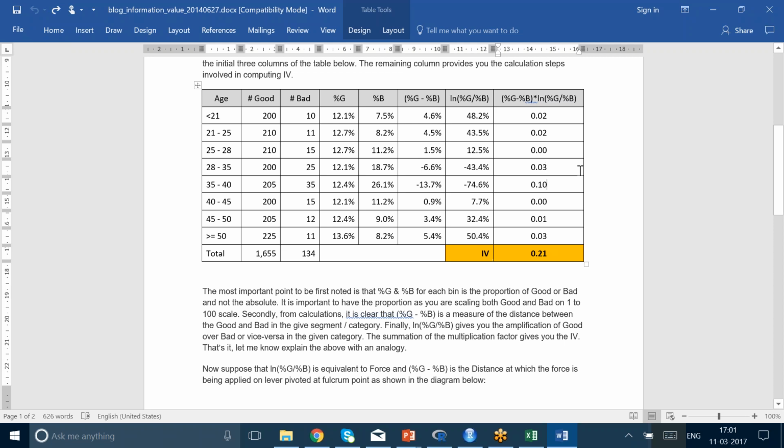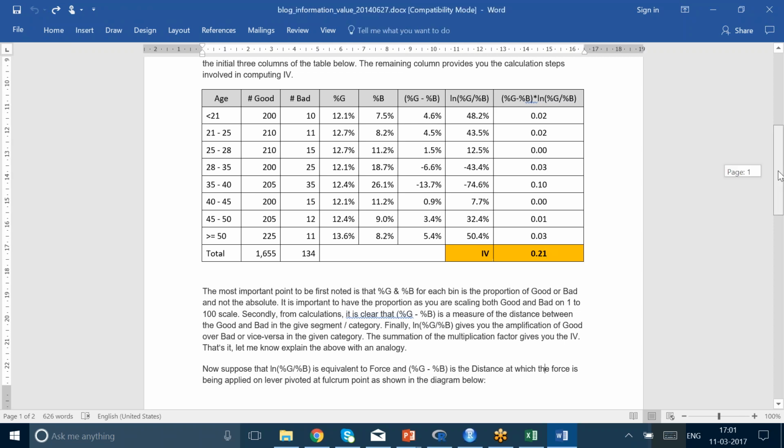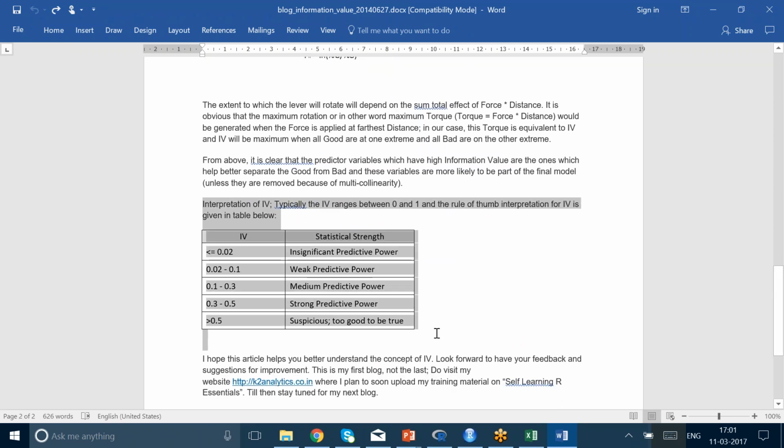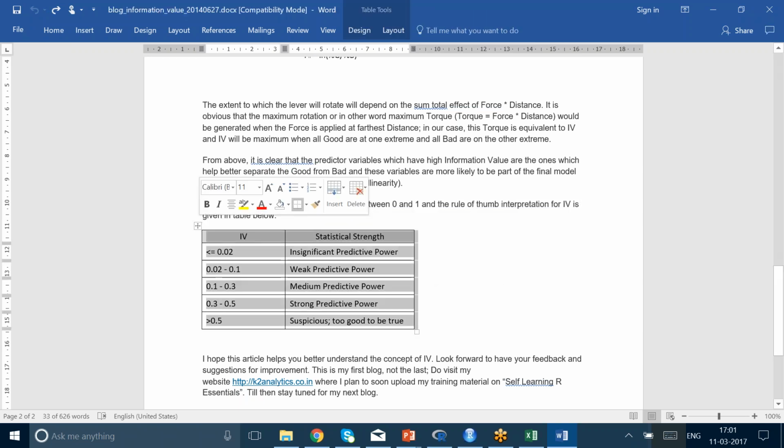Now, people who have used it over time have found that if I compute information value for each and every variable, and the IV is less than 0.02, and I use that variable in building a model, most of the time it will come out insignificant and will automatically get dropped from the regression process. What they are saying is that it has insignificant predictive power.